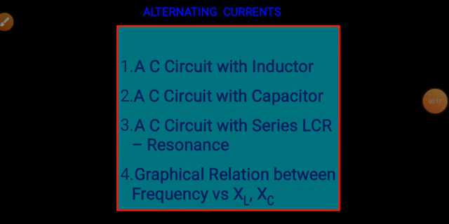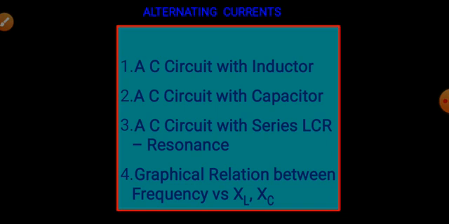In this video, lecture number 2 of alternating current, we will learn the following terms: AC circuit with inductor, AC circuit with capacitor, AC circuit with series LCR, resonance, graphical relations between frequency versus XL and XC. So student, make sure you have watched the first video of alternating current before moving ahead with this video.